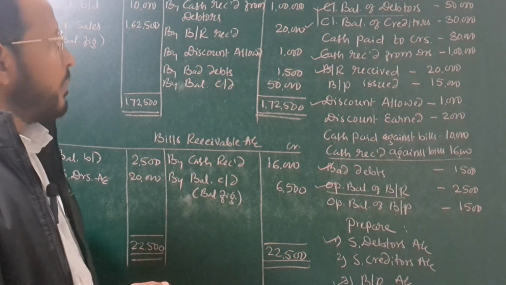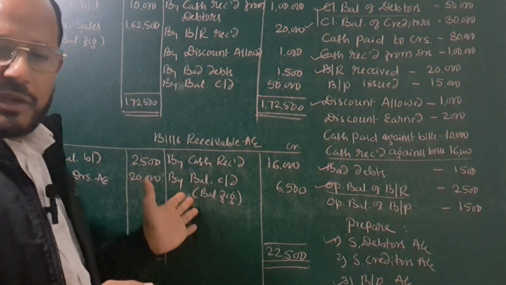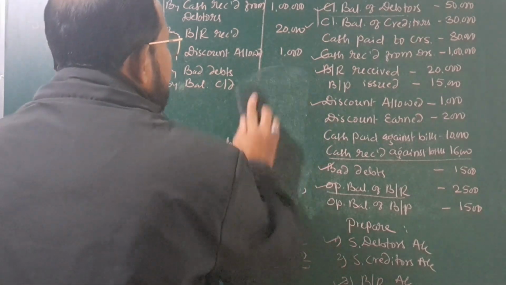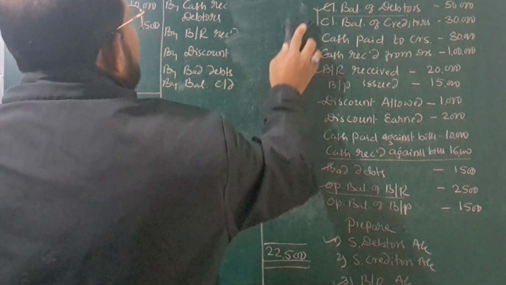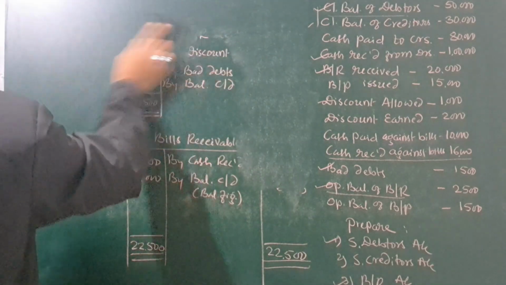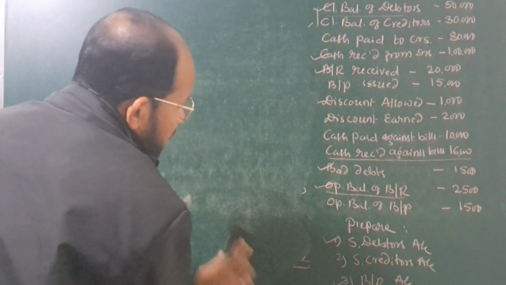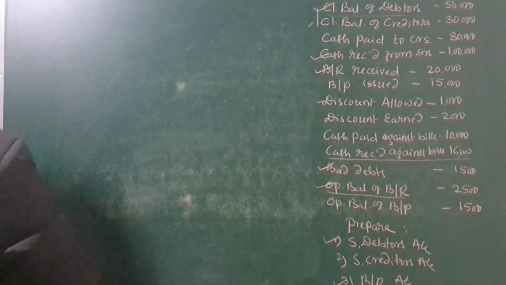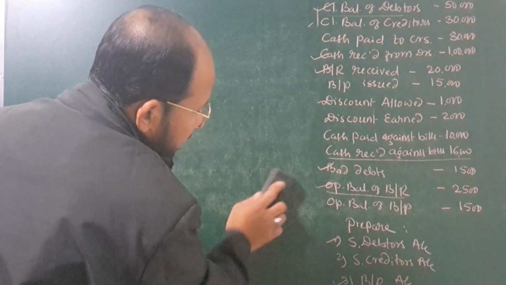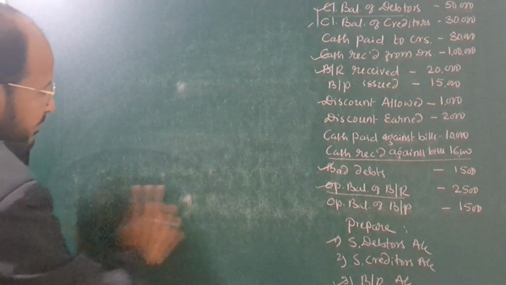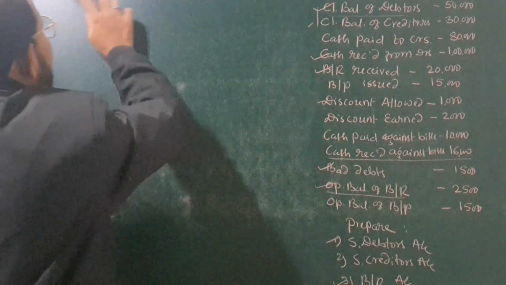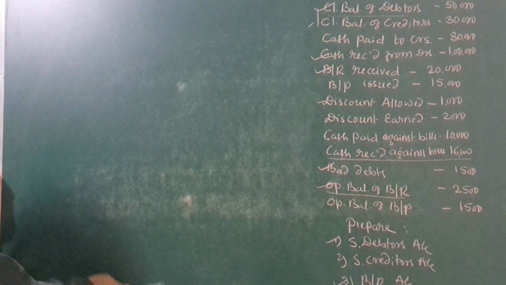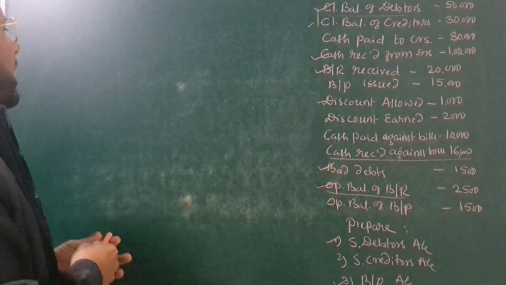In the similar way, we can also prepare sundry creditors account and bills payable account. Let us see how to prepare sundry creditors and bills payables account. Try to understand the effect of each and every entry, and remember where these entries are to be recorded, that is whether on the debit side or credit side. That is very important.